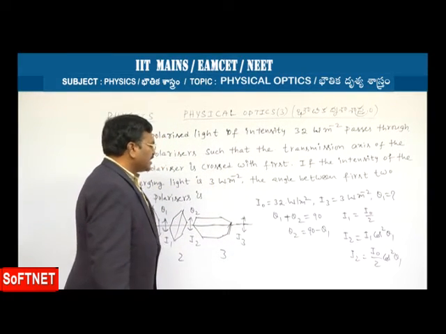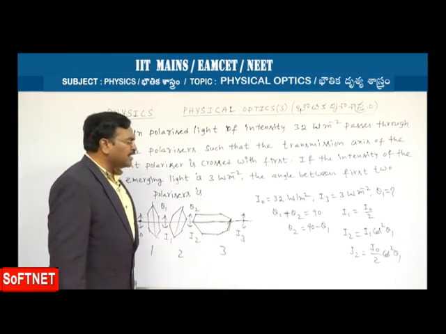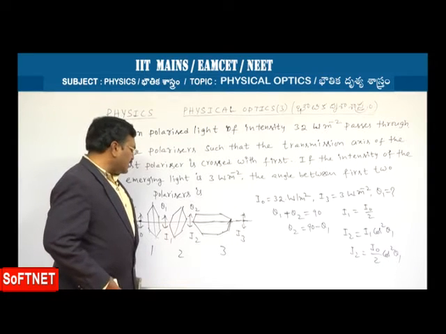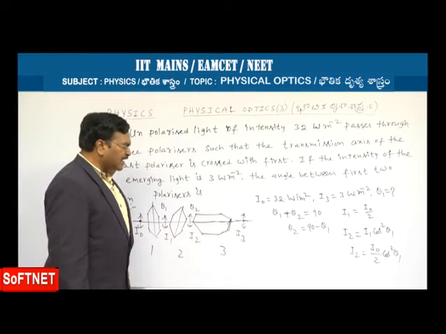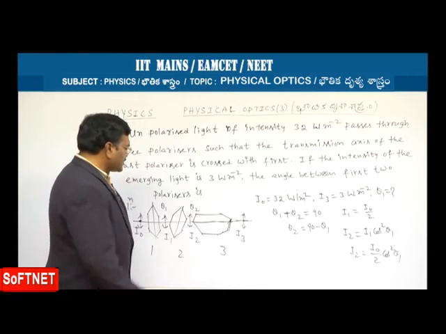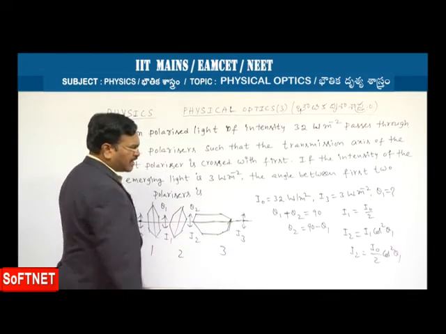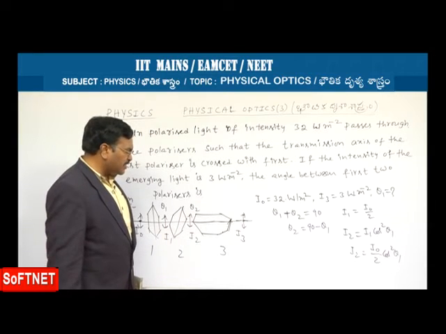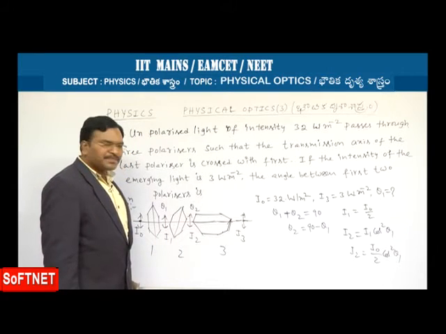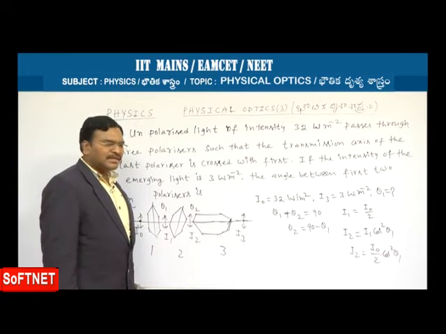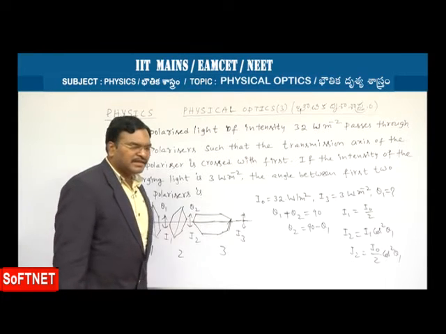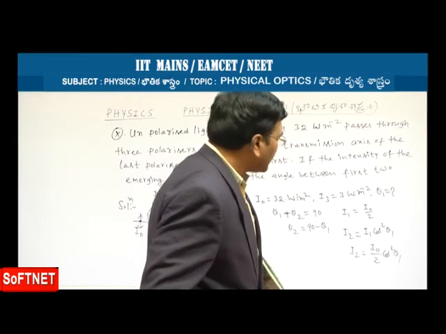I2 is I1 cos square theta 1, and we already substituted I1 as I naught by 2 cos square theta 1. Now I3 is equal to I2 cos square theta 2. Is it clear? First you understood the question.